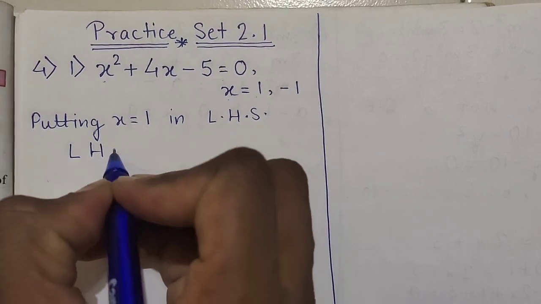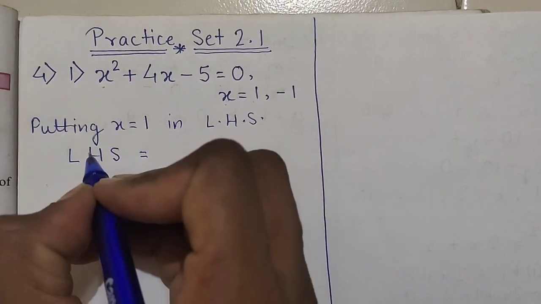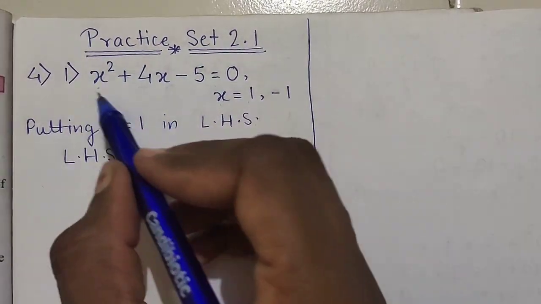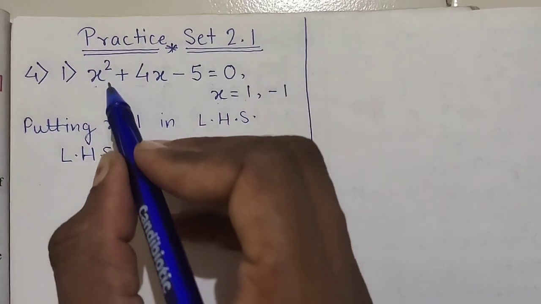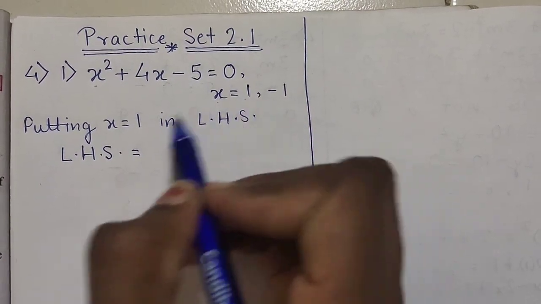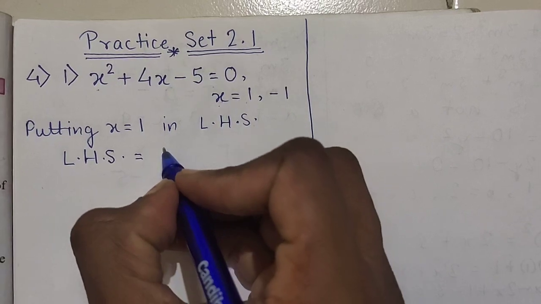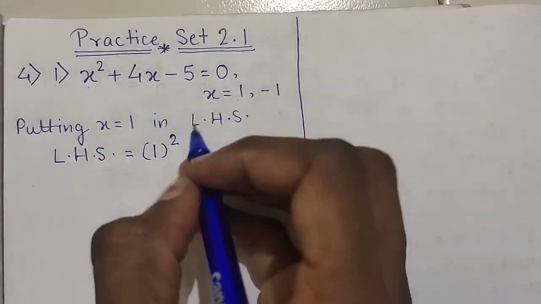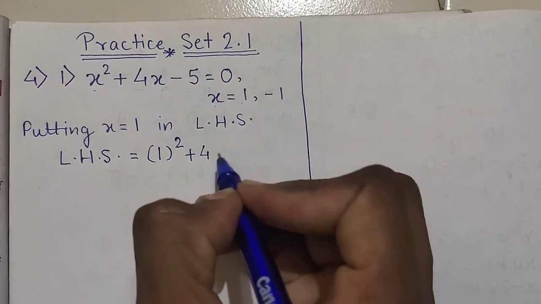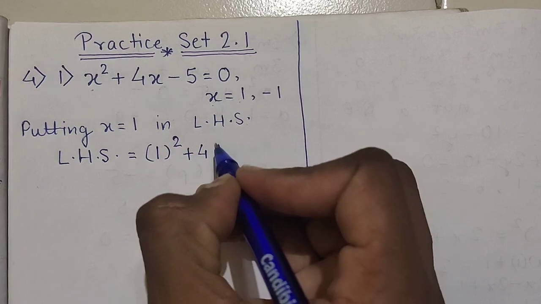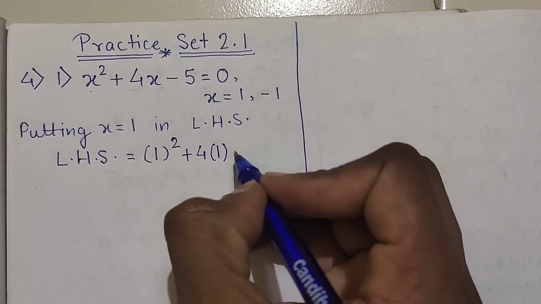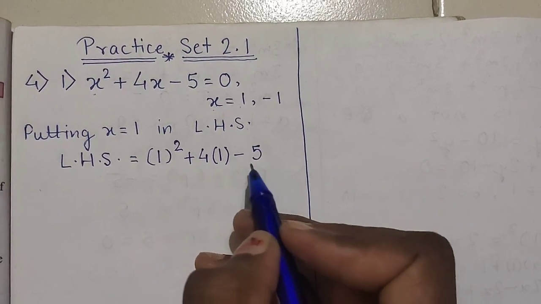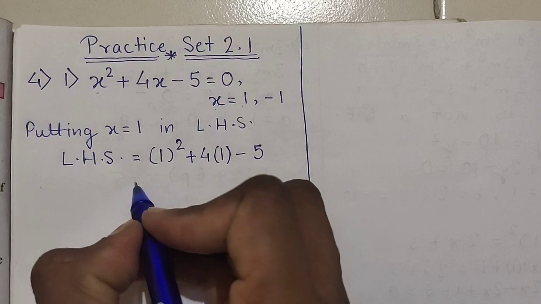So LHS is equal to, see, this is your LHS, so concentrate on this LHS, and in place of x you are going to write 1. That is what I have written here. So in place of x we have written 1, so 1 square is there, then plus sign 4. In place of x we are going to write 1, so 4 into 1 is there, put bracket, minus 5. Okay students, we are only putting in LHS. So let us simplify this.